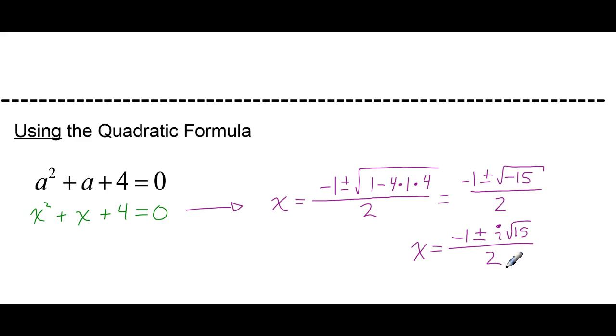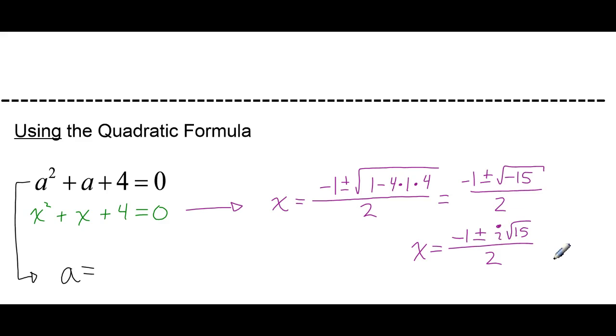So that would be your answer, except not really, for 2 different reasons. One reason is that's the wrong letter. This equation was not about x, this equation was about a. So the answer isn't x equals anything at all. It's a equals something or other. But then the other thing is, this is a complex number. It's got i in it.